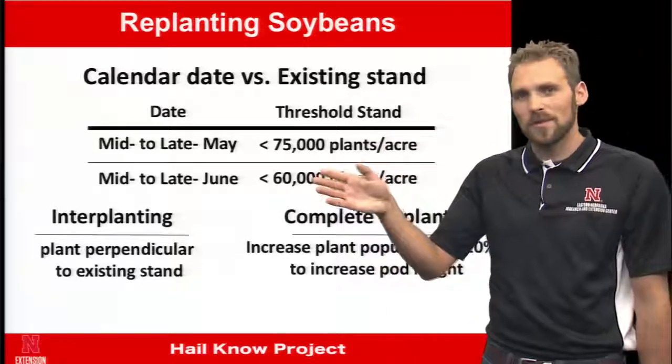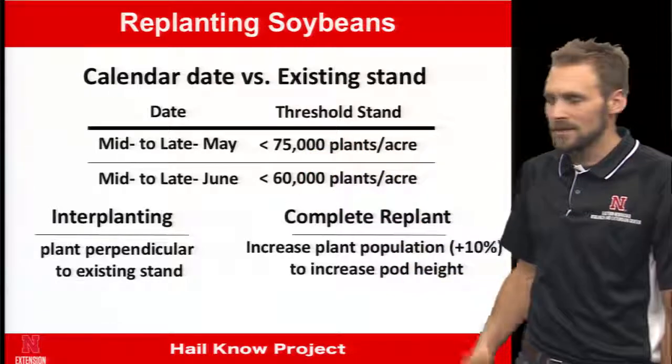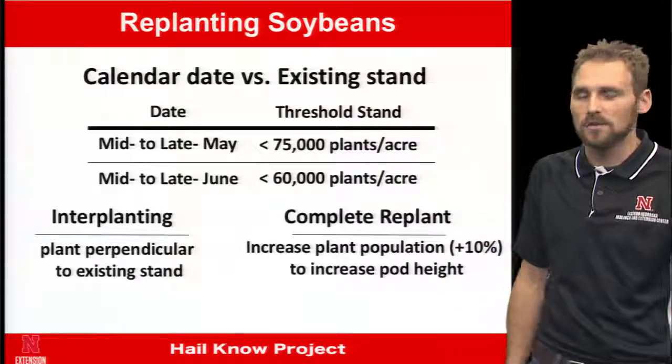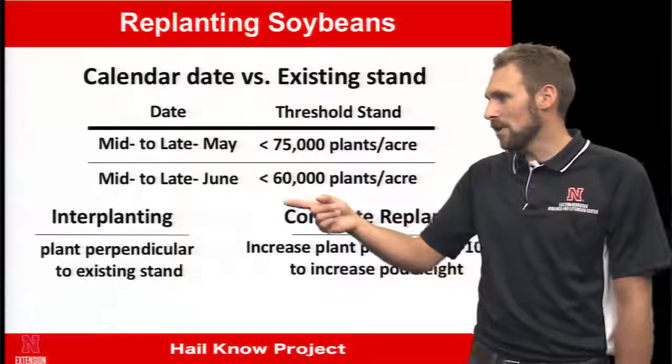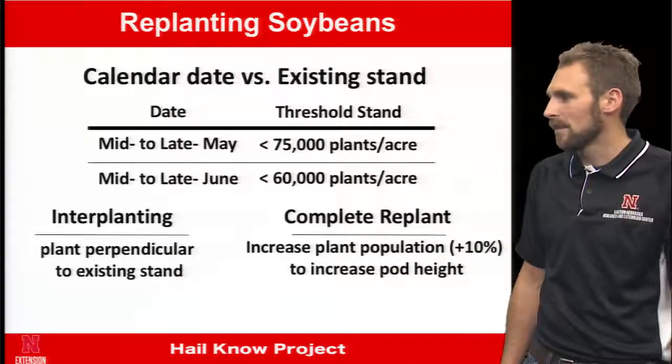Go ahead and rewind back to those charts on yield losses. You'll see why those numbers are sitting there. We're not seeing a lot of significant yield loss at that point, so you've got to get down to those numbers to warrant a replant. Mid to late June, less than 60,000 plants per acre to warrant that replant.